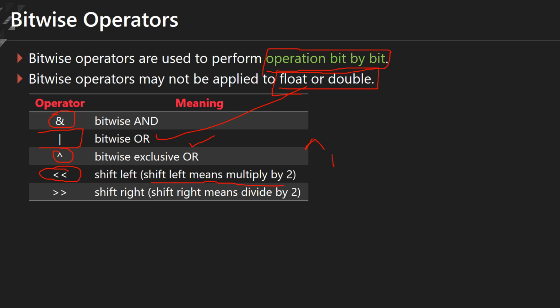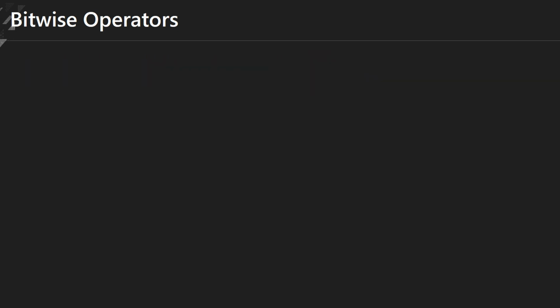Whenever you want to shift every bit to the left side, that means shift left, which means multiply by 2. Every shift left multiplies by 2, and every shift to the right divides by 2. That's the meaning of it. So we'll see how to use the conditions with an example.